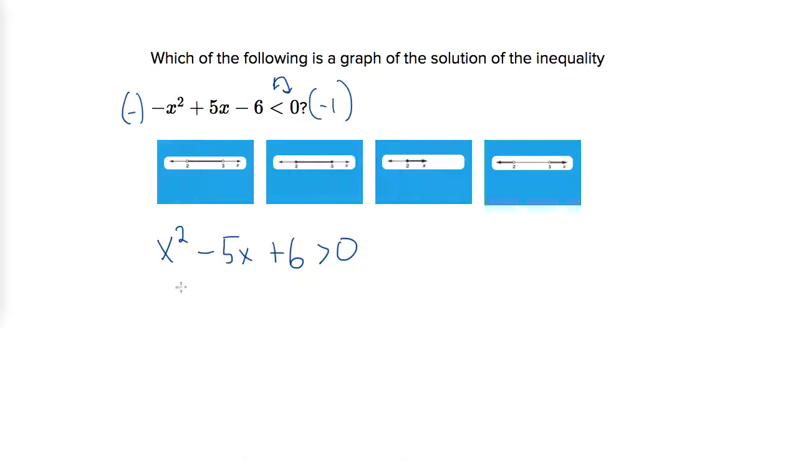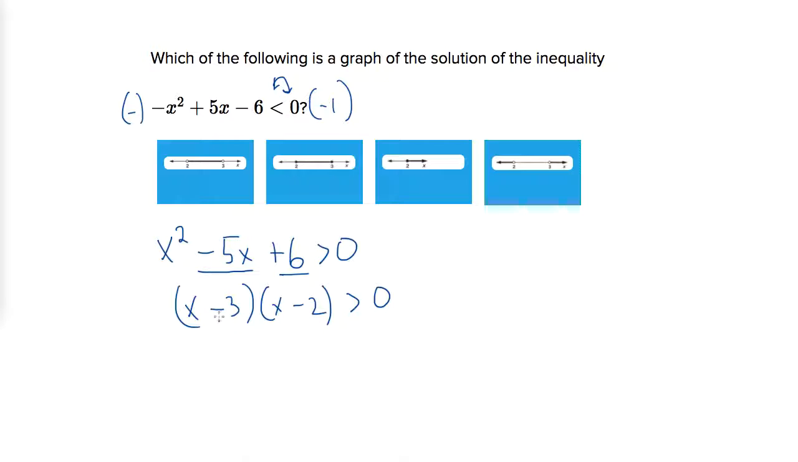So now we can factor this. So we end up with x minus 3 times x minus 2 is greater than 0. How do we know this? Well, negative 3x minus 2x, if we were to multiply this all out, this would make a middle term of negative 5x, but negative 3 times negative 2 is equal to positive 6. So that's how we factored that.